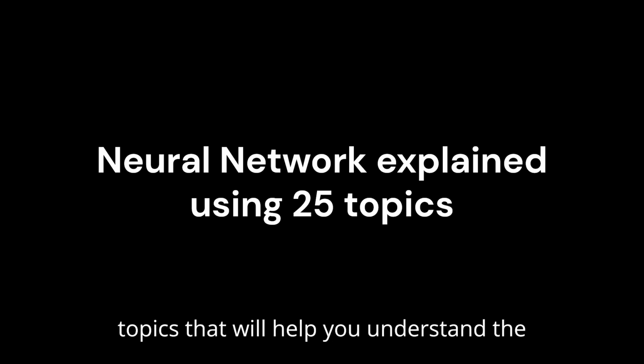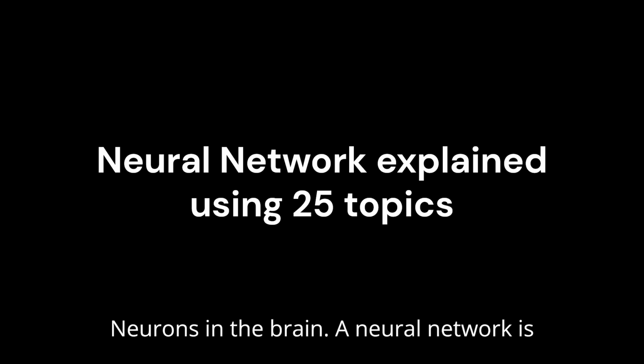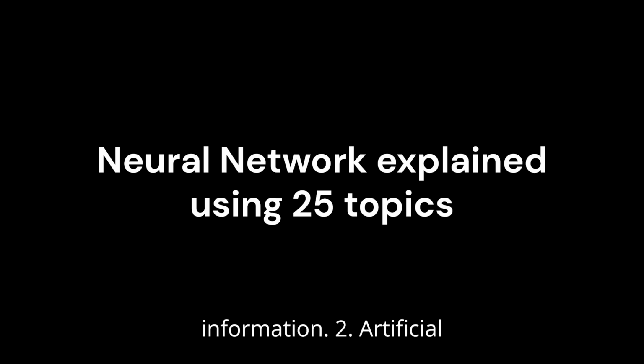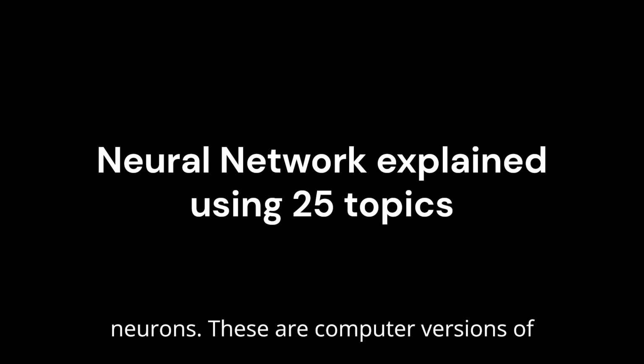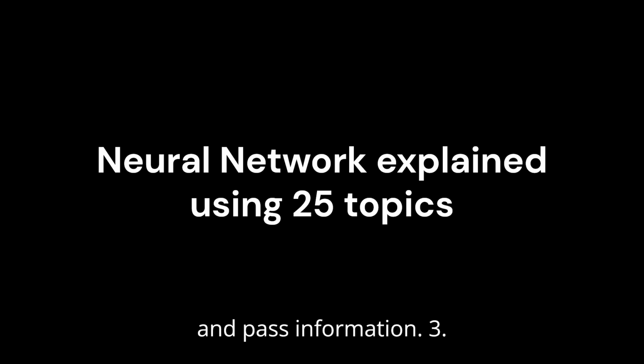Here are 25 topics that will help you understand the concept of neural network. 1. Neurons in the brain. A neural network is inspired by the human brain, where neurons connect and communicate to process information. 2. Artificial neurons. These are computer versions of brain cells, called nodes, that process and pass information.